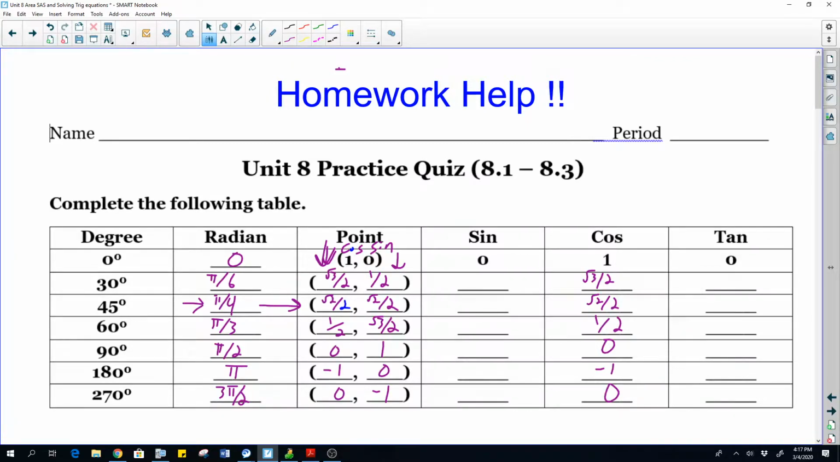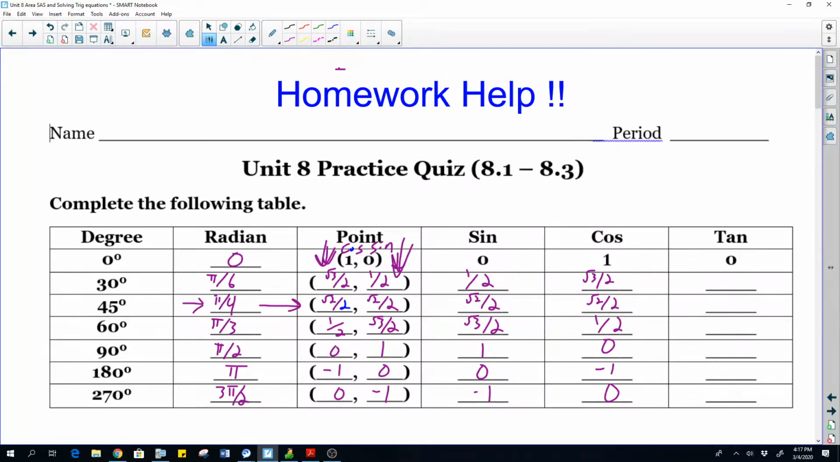Now sine is actually these ones. So sine of 30 degrees is a half. Sine of 45 degrees is radical 2 over 2. Sine of 60 degrees is radical 3 over 2. Sine of 90 degrees is 1. Sine of 180 is 0. And then sine of 270 is negative 1.